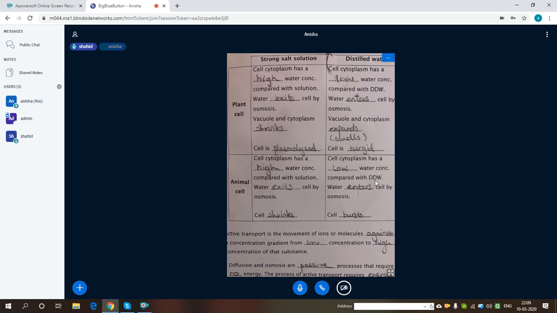But then in distilled water, when it says cell, yes, comparing them, but the cell cytoplasm has a low water concentration compared with DDW. What does it mean by a low water concentration compared with DDW? Because I thought distilled water is the same thing as the DDW, just distilled water?